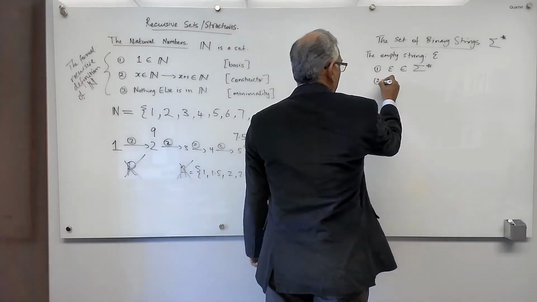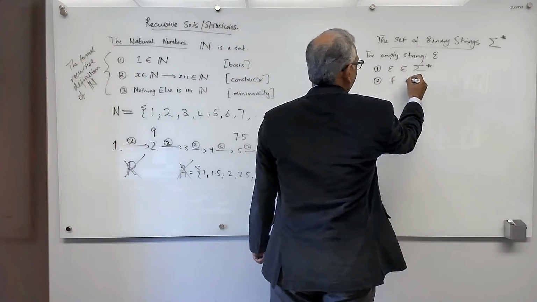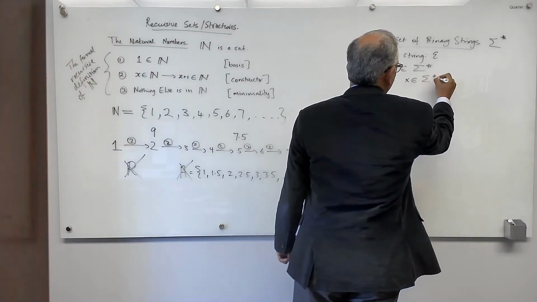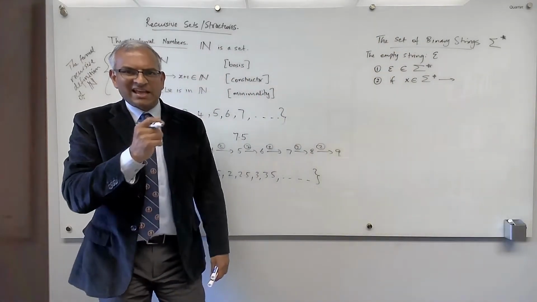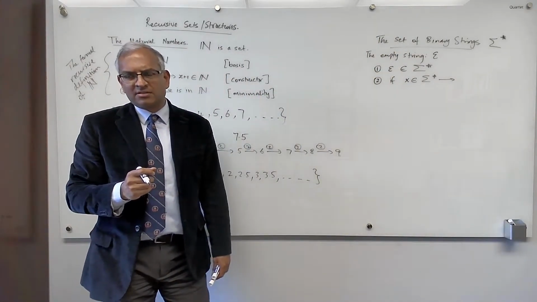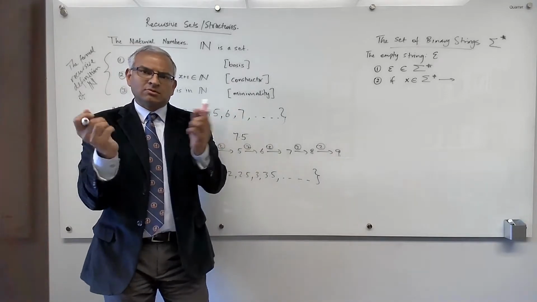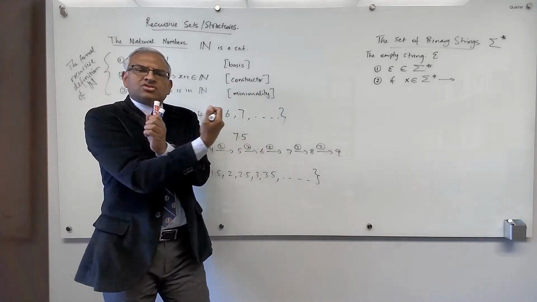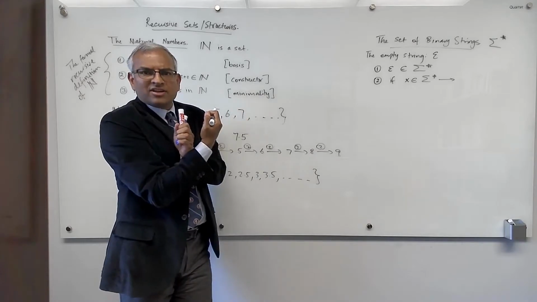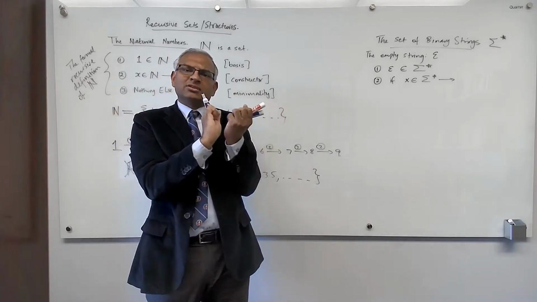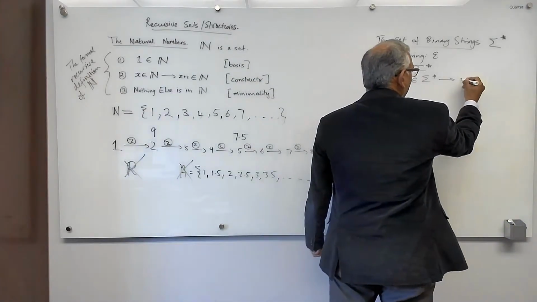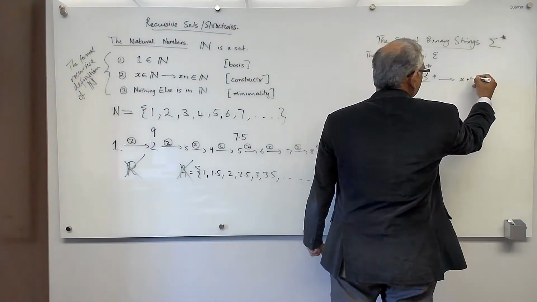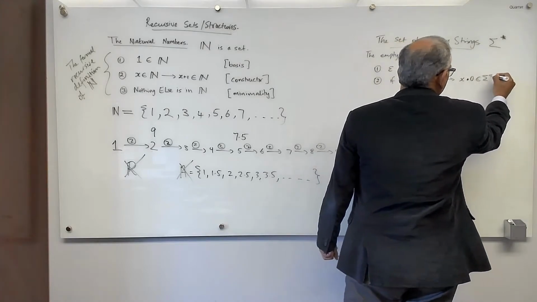Okay. Now, if X is in sigma star, then, now I'm going to use this notation called concatenation, or think of it as prepending or appending. When you append a string to another string, that's an example of concatenation. When you prepend a string to another string, that's an example of concatenation. So we will say if X is in sigma star, then X concatenated with 0 is in sigma star.